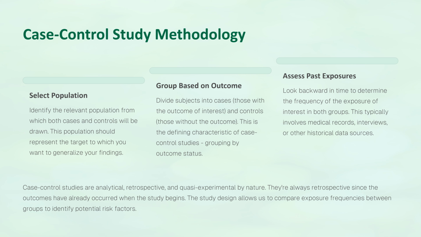And so case control studies are analytical, retrospective, and quasi-experimental in nature. They're always retrospective, right? Because you have the outcomes first, and you have to go back and find the cause. And so they explore the frequencies of those exposures between the two groups that you have separated.